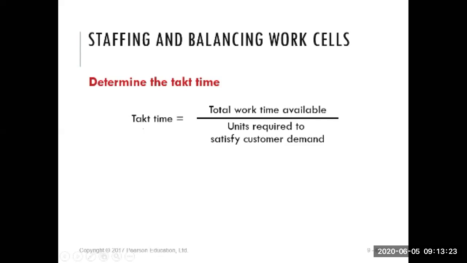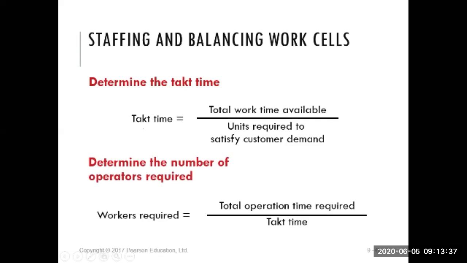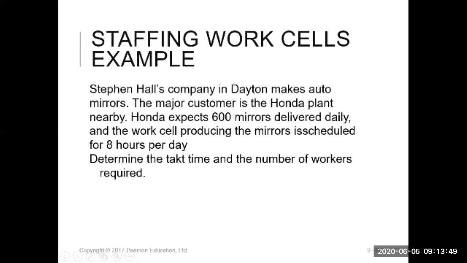Takt time is total work time available divided by units required. That is the first step. Next, you determine the number of operators required: how many workers are required, and at what time each worker needs to work. That is total operation time required divided by takt time. So, an example.